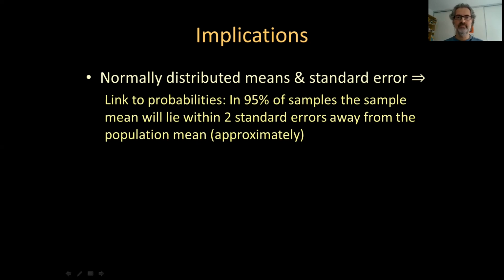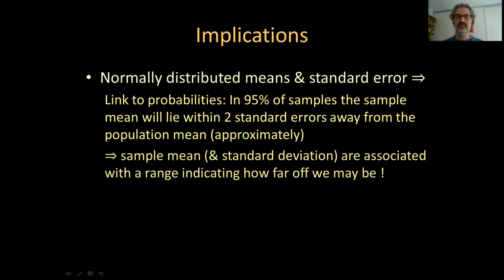Let's say that again. We only have one sample, but we should always think about all the other possible samples that we didn't use. So thinking about all possible samples, in 95% of them, the sample mean will lie within 2 standard errors away from the population mean. That looks like magic. We now have a sense of how far from the population mean we can be. And to do that, we only needed the sample size.